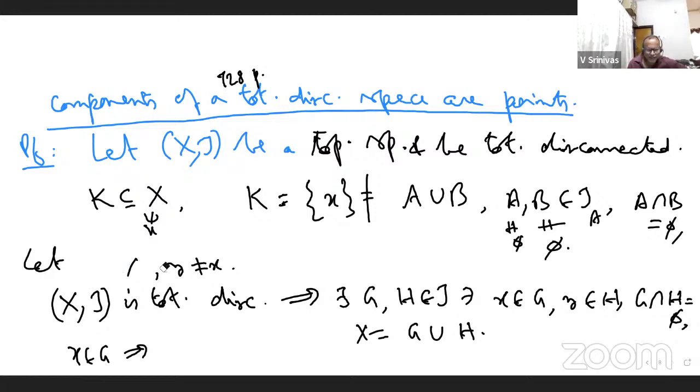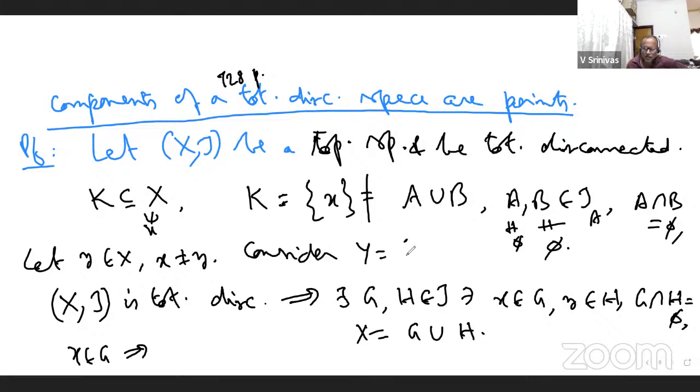I have taken a y. Let me take this y from a superset of singleton x. So let y belong to X be such that x is distinct from y. Now, you consider capital Y equal to the doubleton {x, y}. Right. Now, this is a disconnection for Y. Now, out of this, can I form a disconnection? Can this be connected?